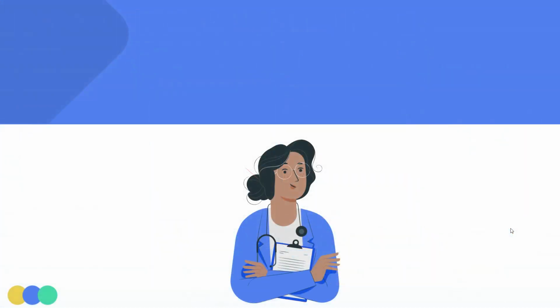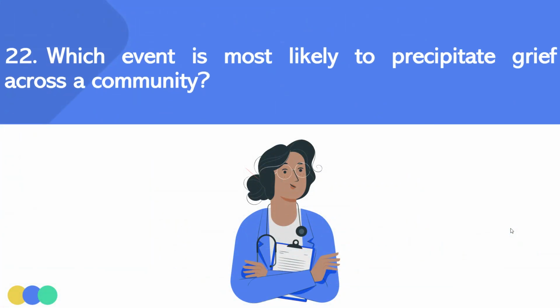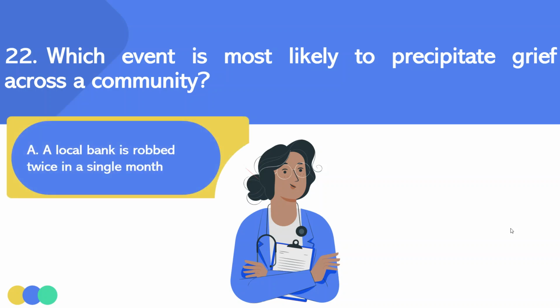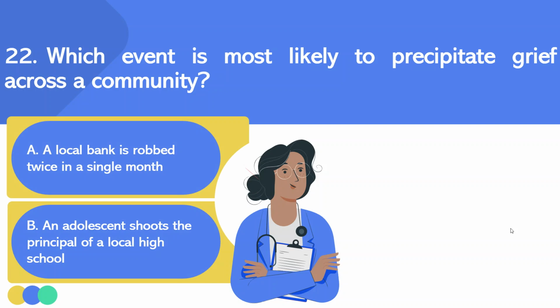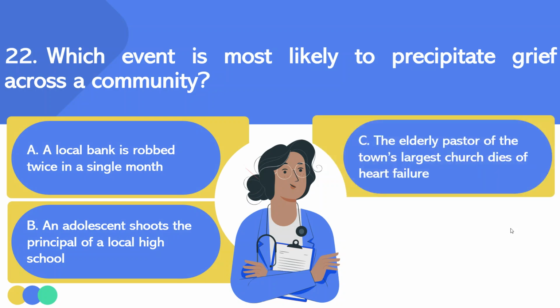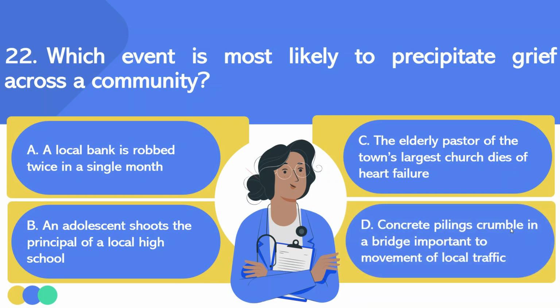22. Which event is most likely to precipitate grief across community? A. A local bank is robbed twice in a single month. B. An adolescent shoots the principal of a local high school. C. The elderly pastor of the town's largest church dies of heart failure. Or letter D. Concrete pilings crumble in a bridge important to movement of local traffic.